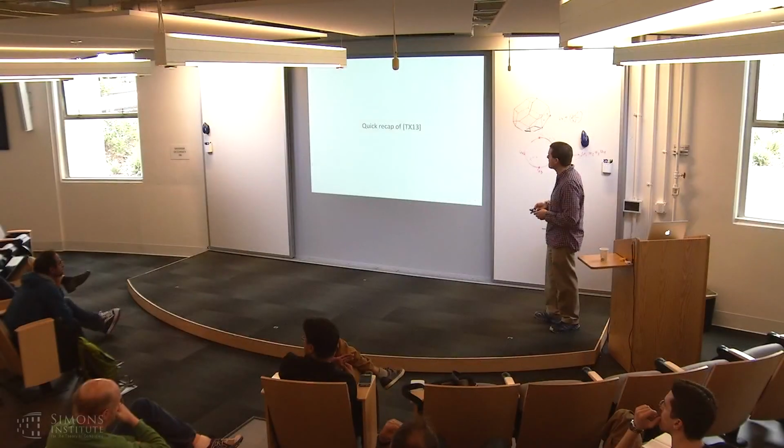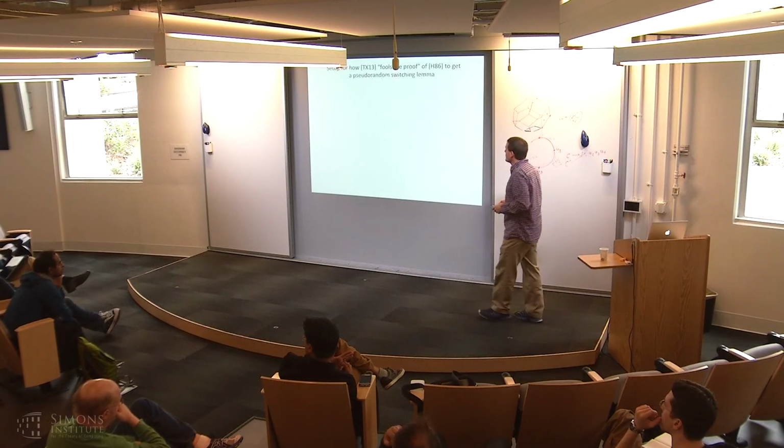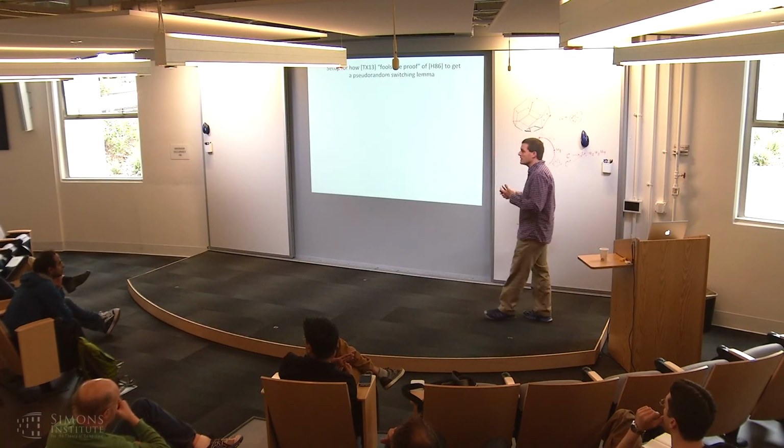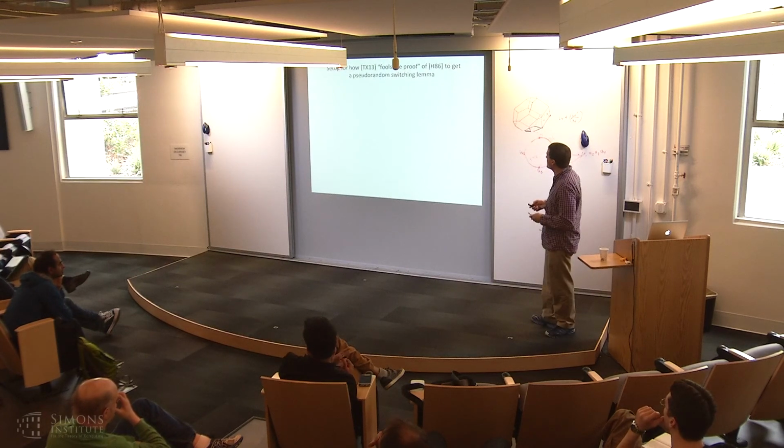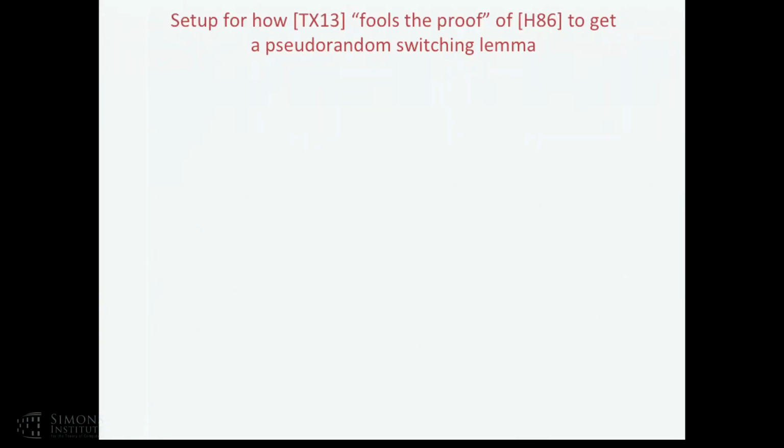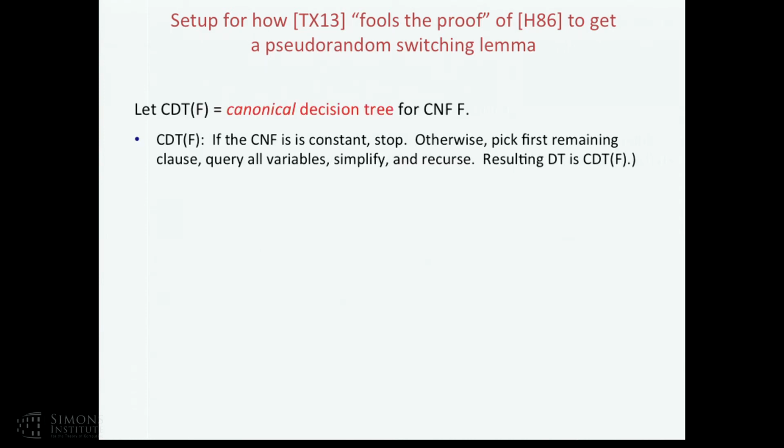Okay. So with Luca in the audience, let me try to quickly give a recap of how we thought of Trevisan-Xue's work. To explain this, I need to give you a little bit of setup. It feels like a kind of wonky notational thing, but I think we need this. So here's the setup for how Luca is able to prove his pseudorandom switching lemma. This is maybe the most important part of any of the slides.